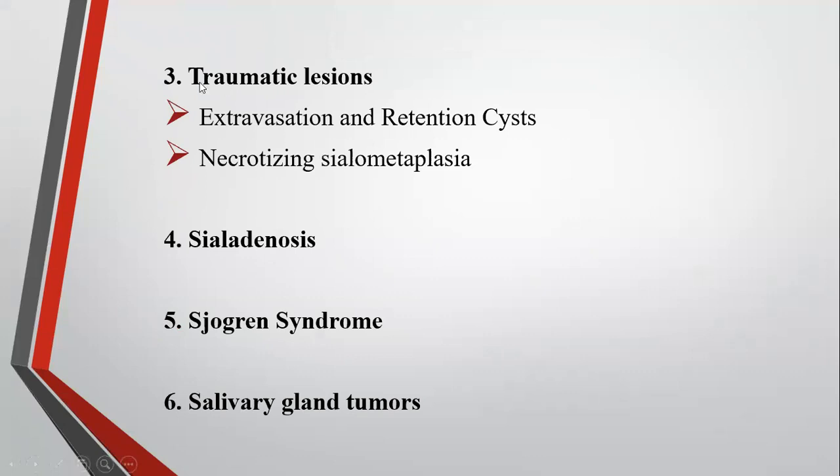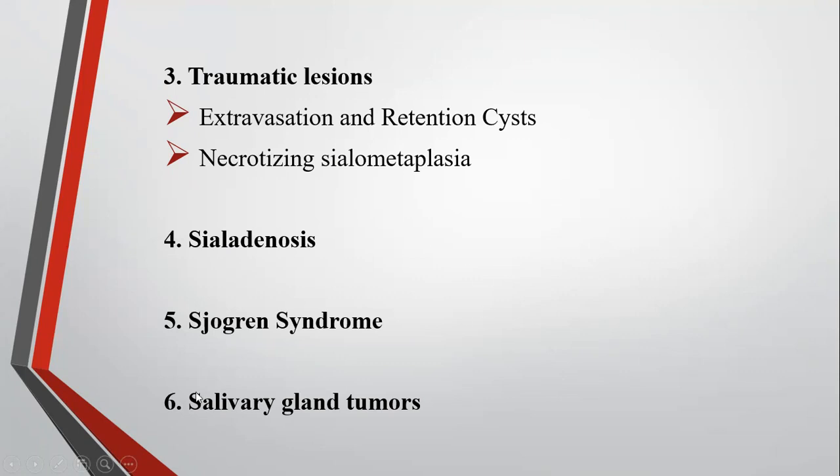Then there are traumatic lesions as well, which include extravasation and retention cysts. We will discuss them in detail in the next slides. Then there is necrotizing sialometaplasia. This is an important term and a traumatic lesion, because a lot of questions can come in the exam from the traumatic lesions. And then there is sialadenosis.